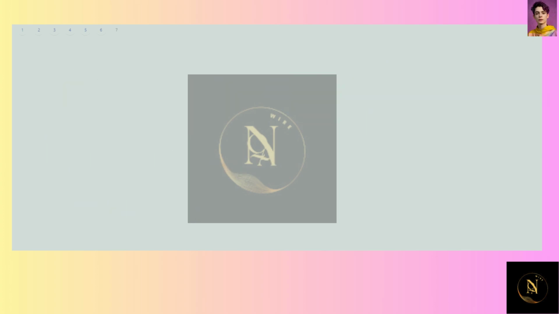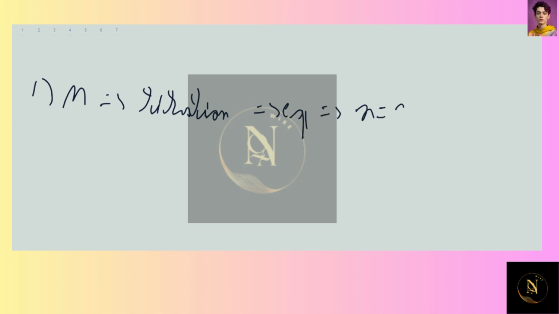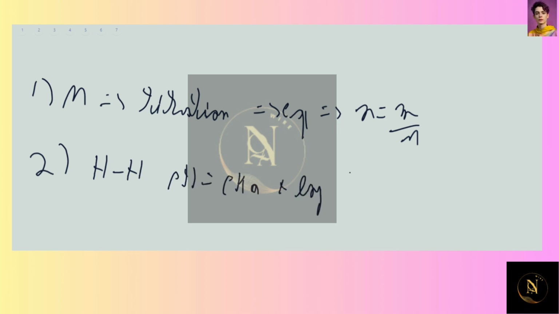So to resume, for the molar mass, use the titration, then your equivalence, and then n equals m over M. And then for your pKa, use the Henderson-Hasselbalch formula, pH equals pKa plus the log of the concentrations.